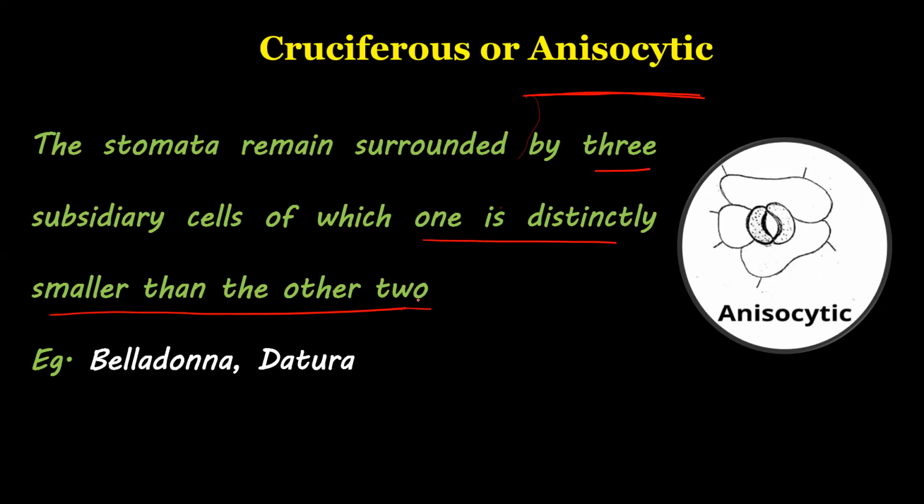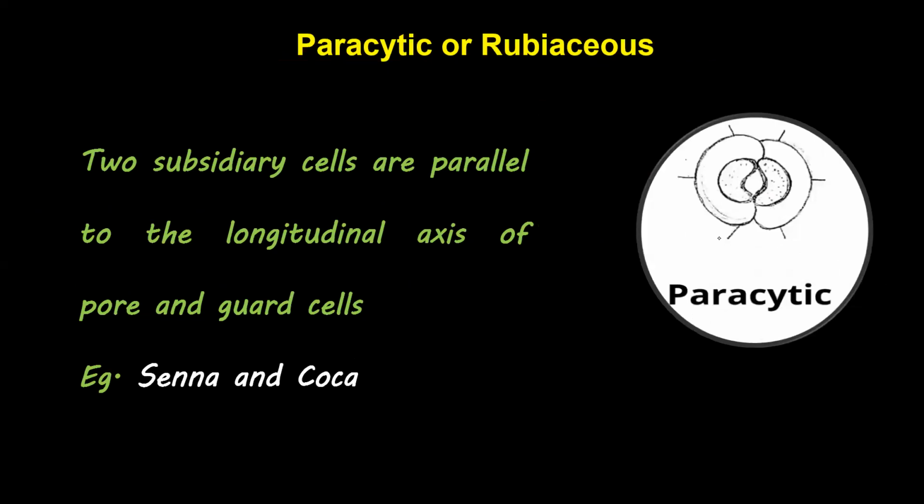This is also known as cruciferous type, okay. These subsidiary cells do not have a specific layout of presence, but the number is fixed. Okay, they are also known as unequal cell type or cruciferous stomata. See, this is large, and this is significantly small. Okay, this is found in plants like Datura, Belladonna, all these. Okay, next.